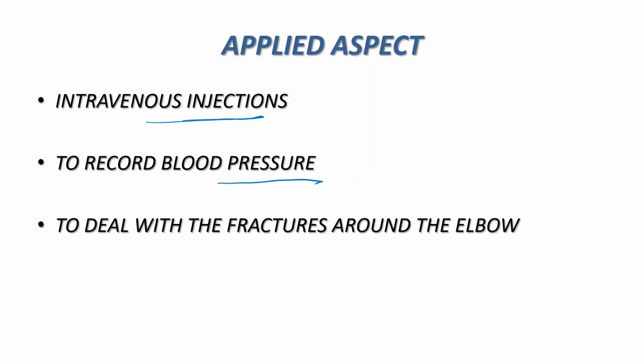The brachial artery pulsation in the cubital fossa is used for auscultation and to record the blood pressure in a person. And knowledge about the anatomy of the brachial artery and other contents of the cubital fossa is very important in dealing with various fractures around the elbow, especially the supracondylar fractures. So this is all about the cubital fossa and its applied anatomy.